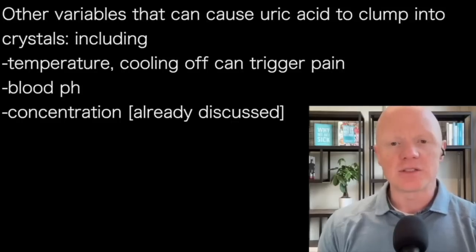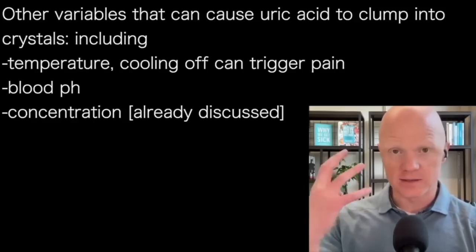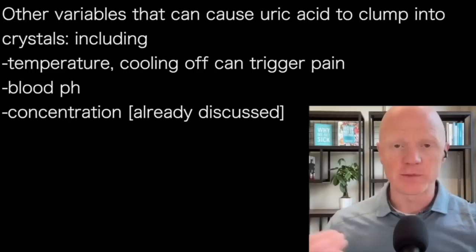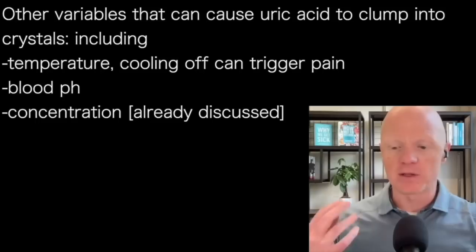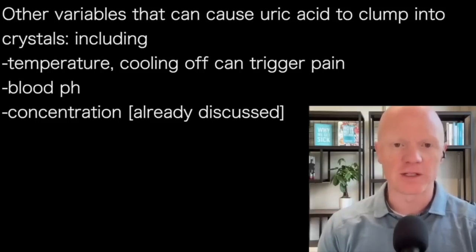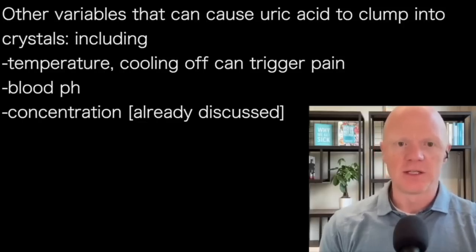Now, in addition to simply the high levels of uric acid, there are additional variables that can cause the uric acid to start to crystallize and start clumping together. That can include temperature. So as temperature changes and starts to cool off, that can increase the crystallization, and that might be one of the reasons why our hands can get this, because our hands are often colder than the core of the body. Blood pH can affect it, and then, of course, as I mentioned, the concentration.